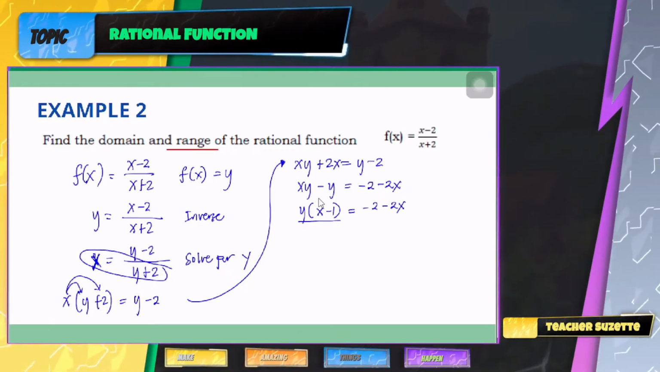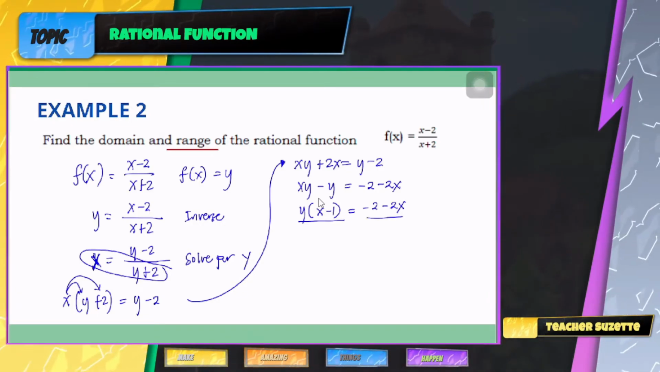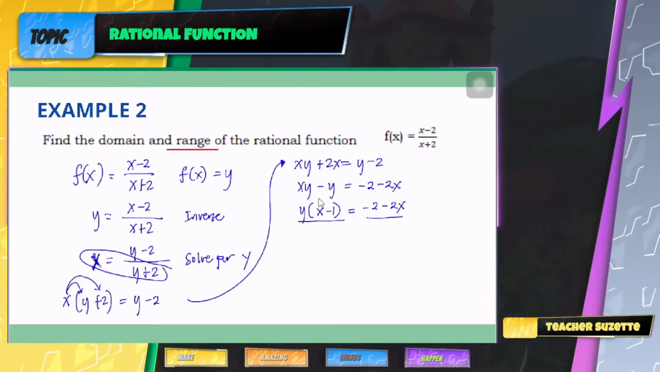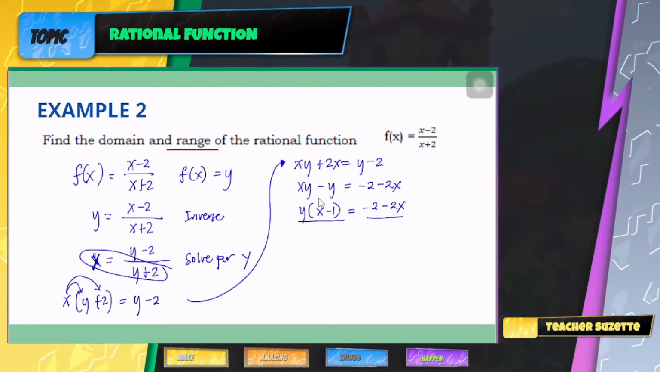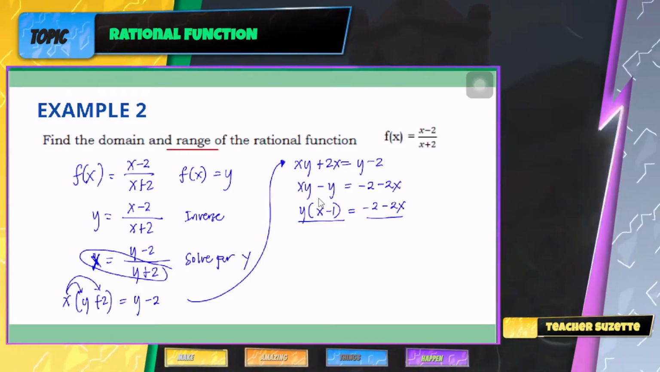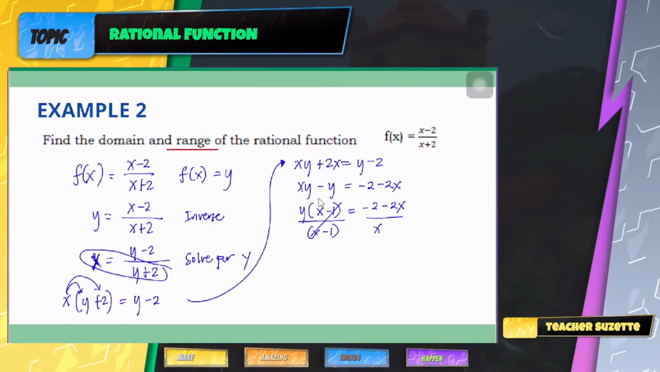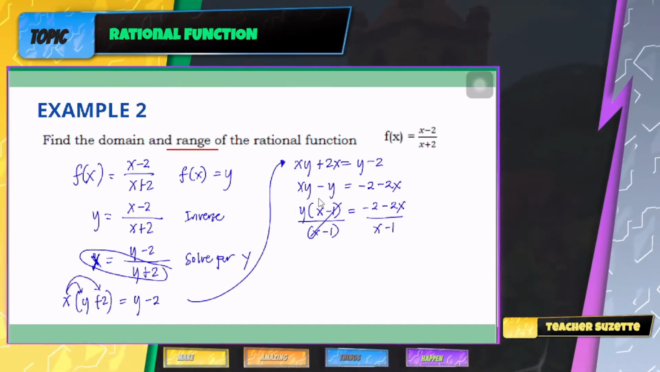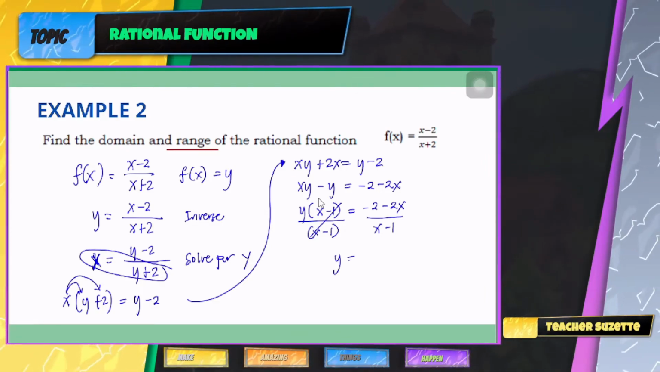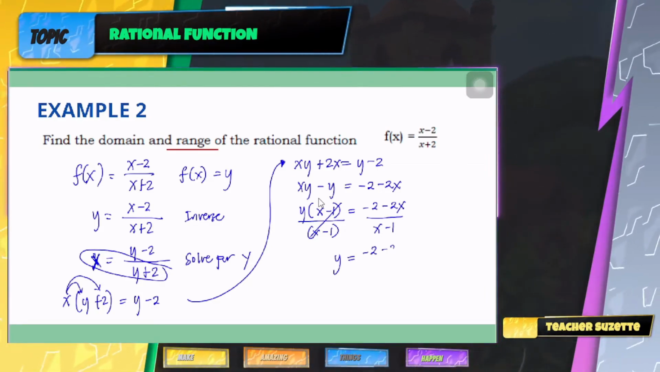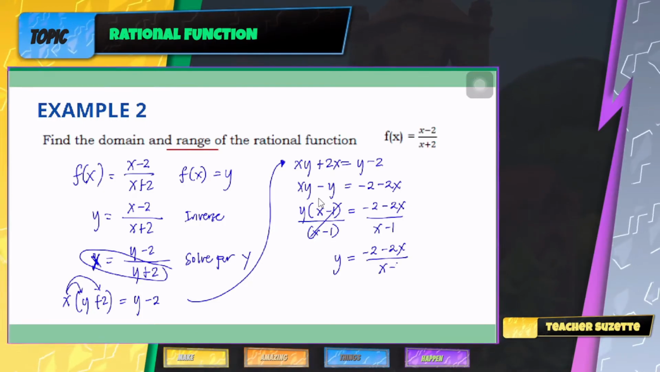Then, this is now over, because you need to isolate your y on one side of your equation, since we're trying to solve for y. So, you will have x minus 1 here to cancel, then divide the other side of your equation by x minus 1. So, you will have y is equal to negative 2 minus 2x all over x minus 1.